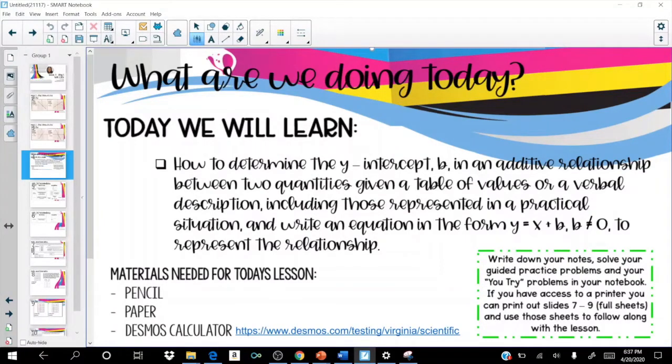Materials needed for today's lesson: you need a pencil, you need paper, and the link to the Desmos calculator. Write down your notes, solve your guided practice problems, and your you-try problems in your notebook. If you have access to a printer, you can print out slides 7 through 9, full sheets, and use those sheets to follow along with the lesson.